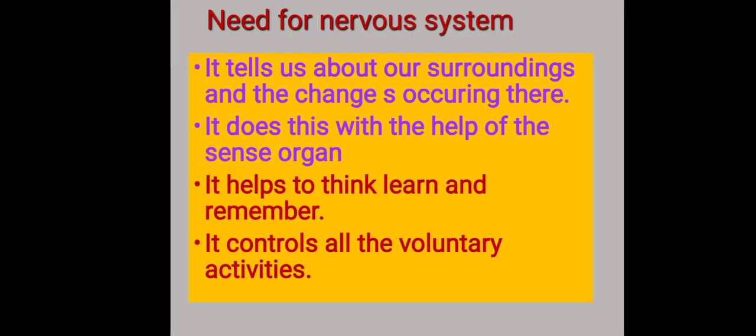So why is there a need for the nervous system? It tells us about our surroundings and the changes occurring there. It does this with the help of the sense organs. It helps us to think, learn and remember. It controls all the voluntary activities.